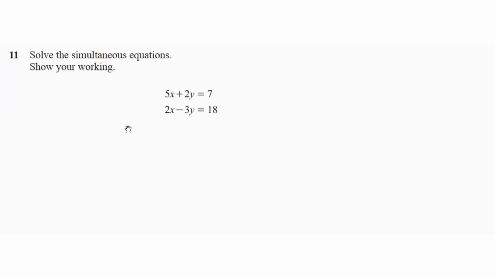Question 11, it's asking to solve the simultaneous equation. So what we will do is we will use the elimination method. In order to do the elimination method, we will first begin with deciding which variable we want to eliminate. I'm going to eliminate y. You can also eliminate x. It's completely up to you. There's no restriction. So the variable chosen to eliminate, we need to make sure that the coefficients are equal for that variable in both the equations.